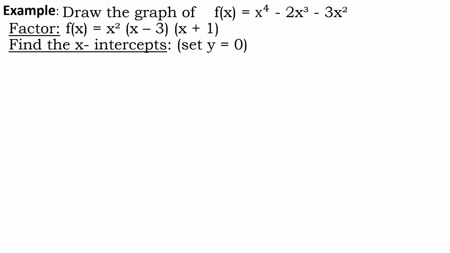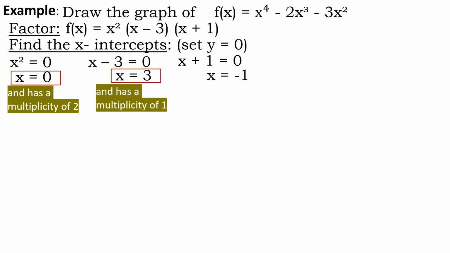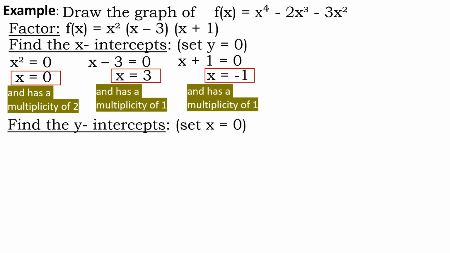Next step, find the x-intercepts. To find the x-intercept, let us set y equal to 0. So x squared is equal to 0, x minus 3 is equal to 0, and x plus 1 is equal to 0. Therefore, x is equal to 0 and has a multiplicity of 2. Then x is equal to 3 has a multiplicity of 1. x is equal to negative 1 and has a multiplicity of 1.